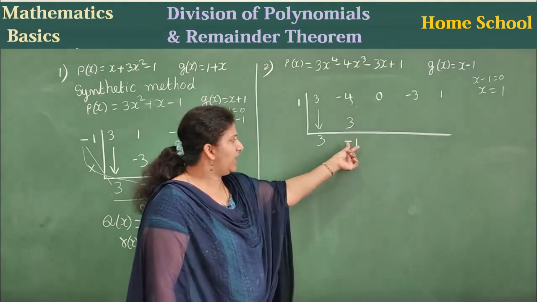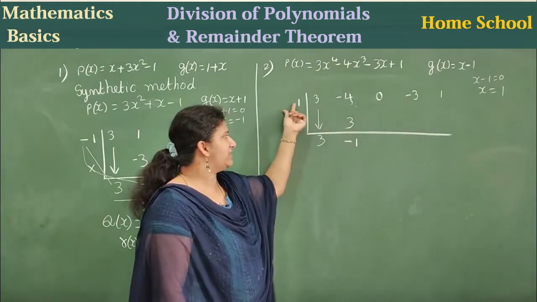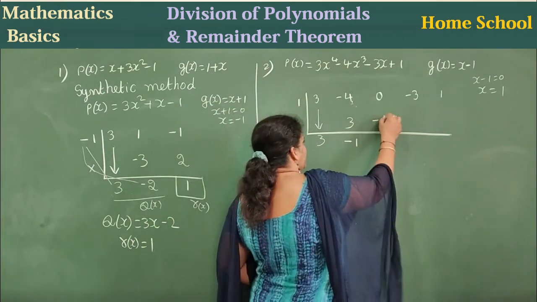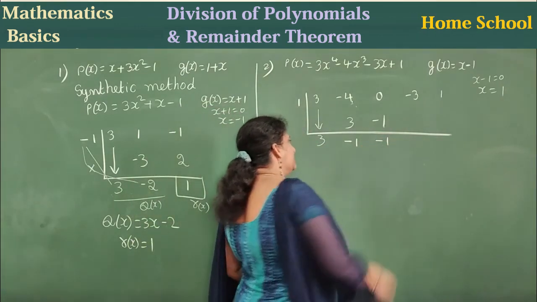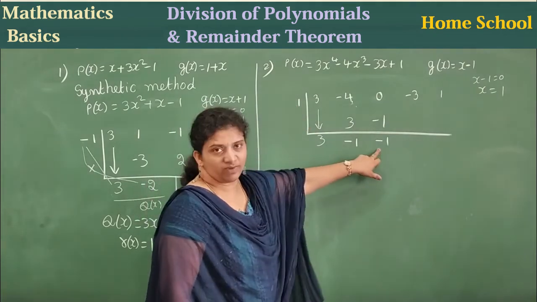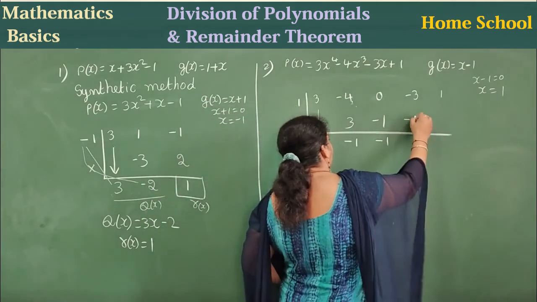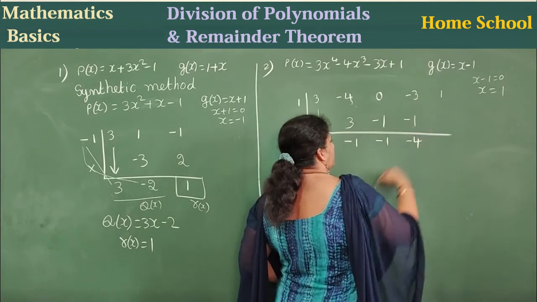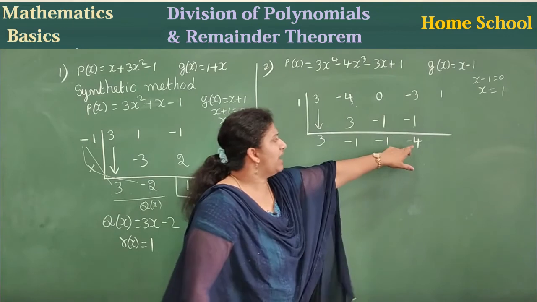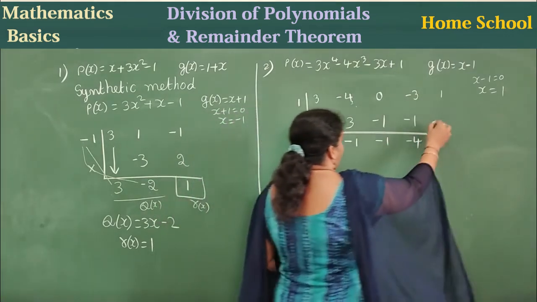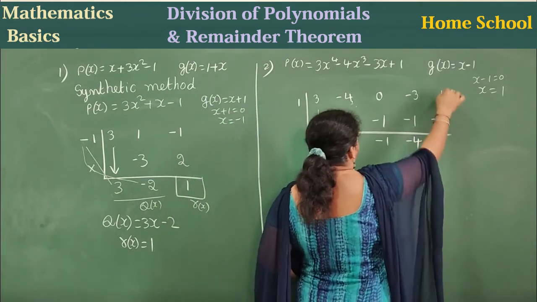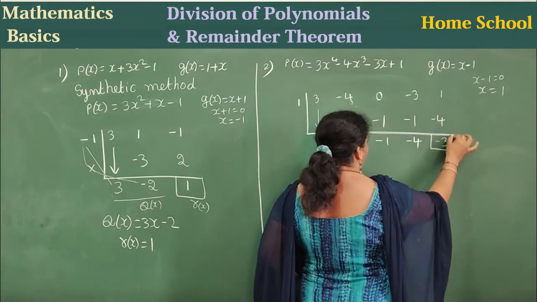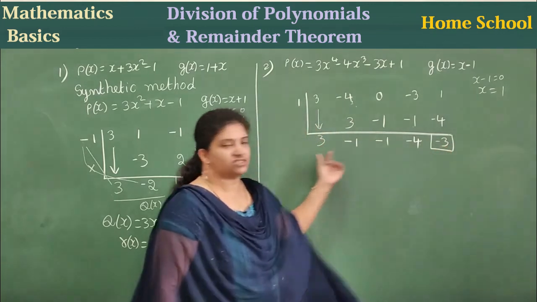Again, whatever you get here, multiply with this and write here. Minus 1 into 1, minus 1. 0 minus 1, minus 1. 1 into minus 1 will be minus 1. Now minus 3 minus 1 will be minus 4. Now again, minus 4 into 1, minus 4. Minus 4 plus 1, minus 3. See here, children, last what you get? This is the remainder and this is your quotient.